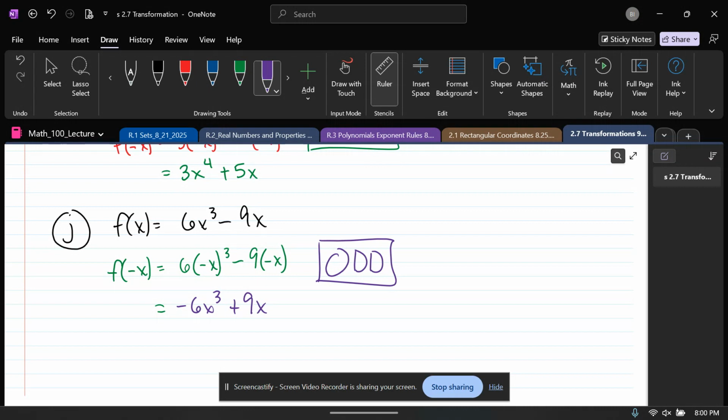Plug in a negative x. Odd, everybody changes. It's the opposite. Even, nobody changed. Something negative happened, you still had the same demeanor. That's how I remember it.